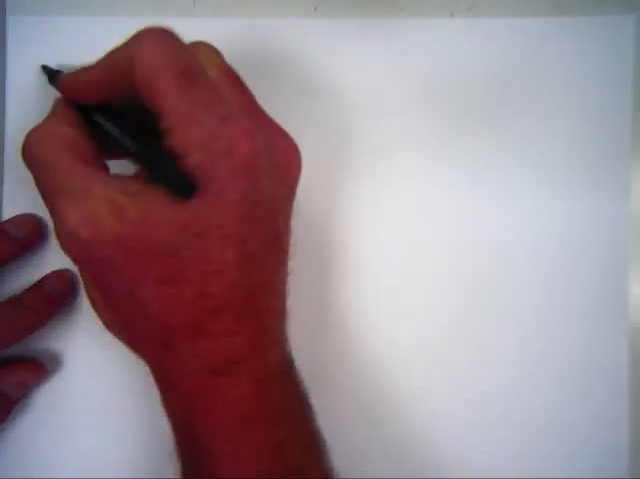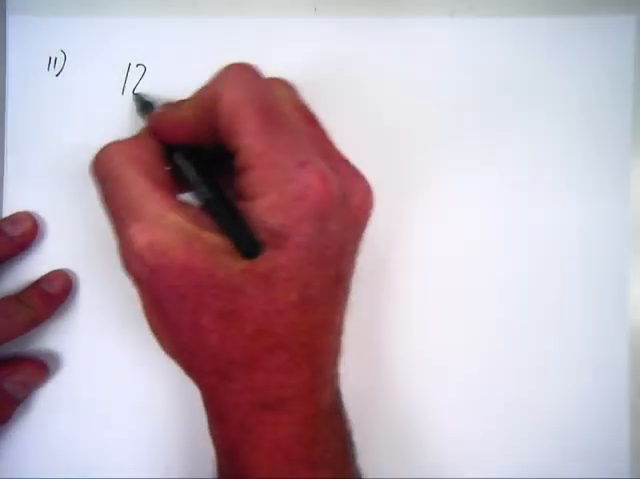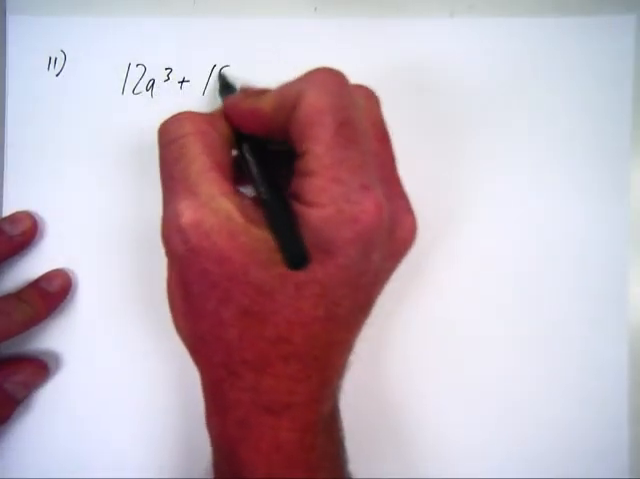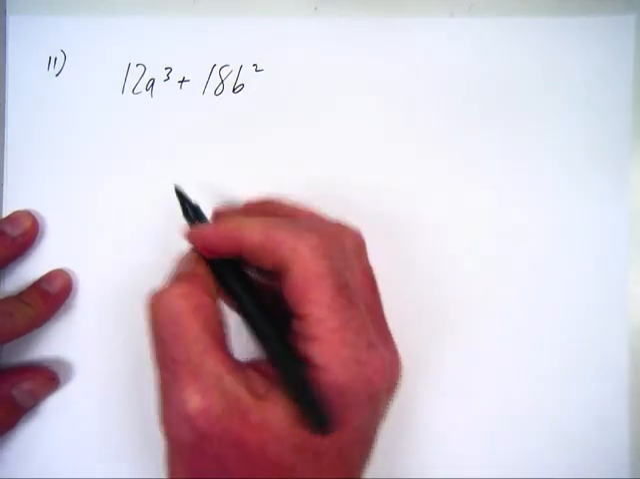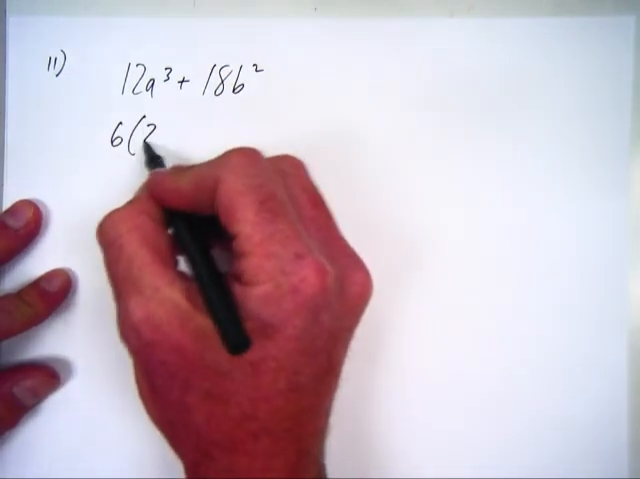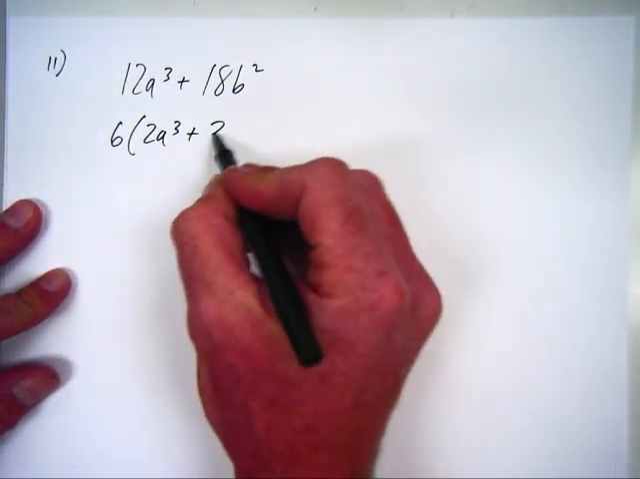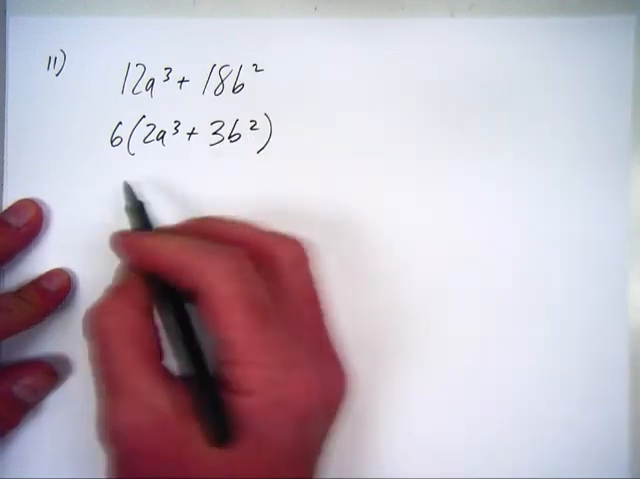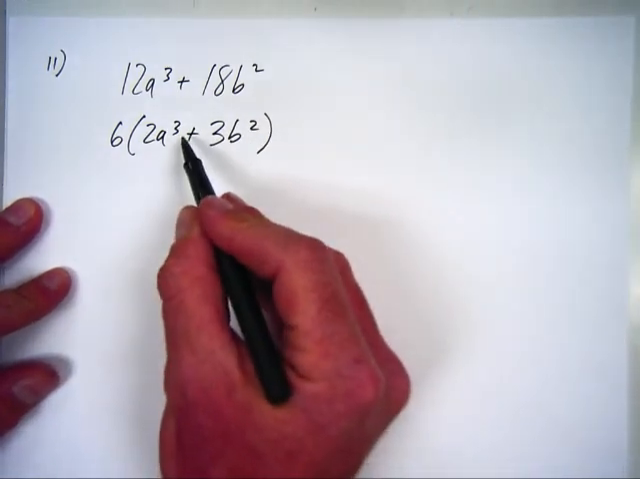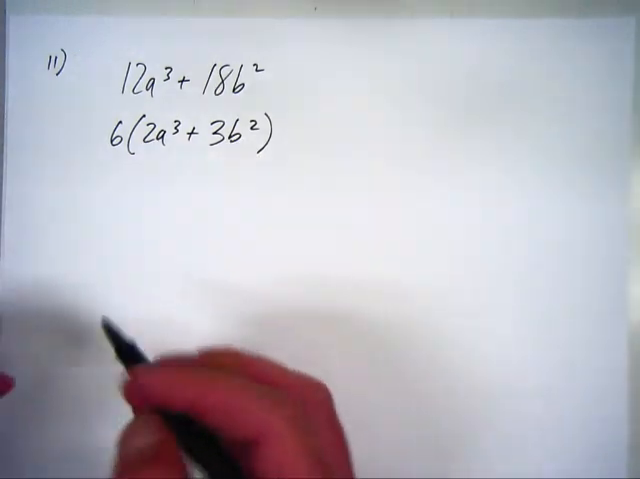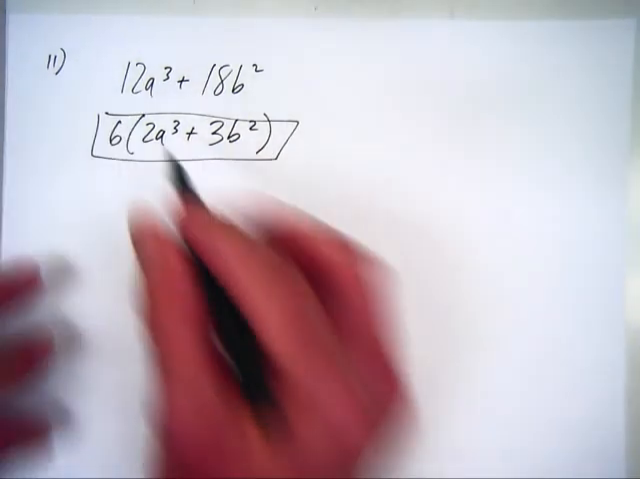Number 11 on the second page now. We got 12a cubed plus 18b squared. We can factor out a 6. We're left with 2a cubed plus 3b squared. Nothing we can do there. This is a binomial, but there's a plus sign there, so we can't do anything to it. We're done with number 11 here.